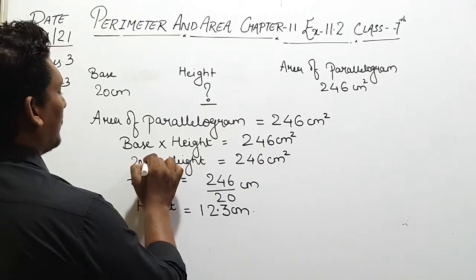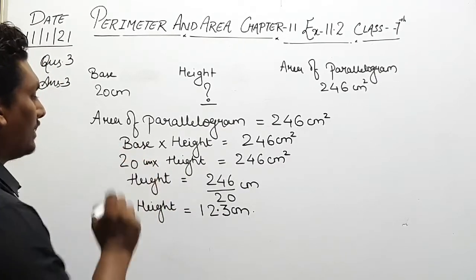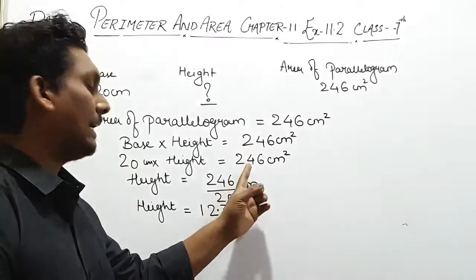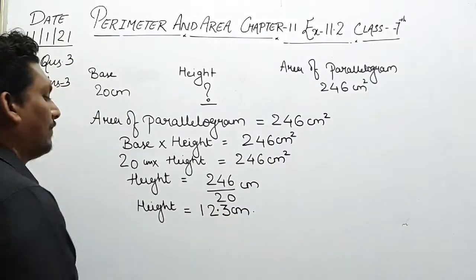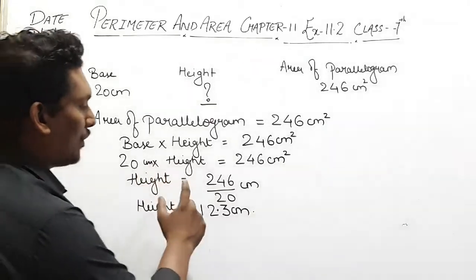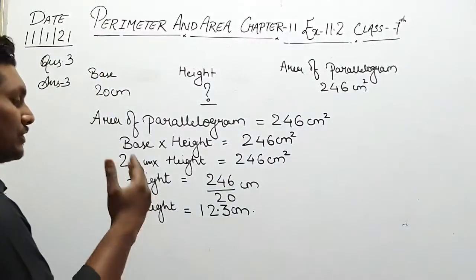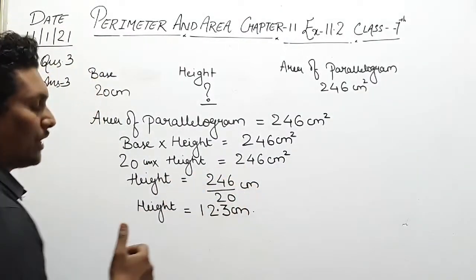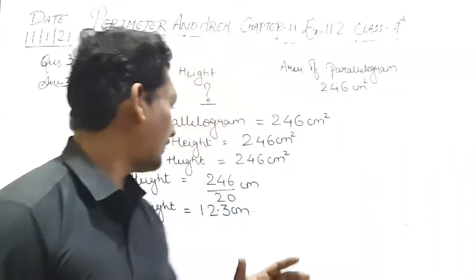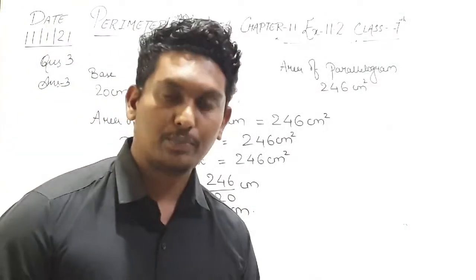Just write centimeter here. 20 centimeter. Height is not given. Height we have to find out, but area is given. Okay. So what you have to do is, for finding the height, this is in the multiplication form. For finding the height, we have to do the division. Okay, we have to do the division here. So 246 divided by 20. So when you cut it, you will get 12.3. Okay. So in this way, we got the height, that is 12.3. Hope it is clear to you. Just go through it.